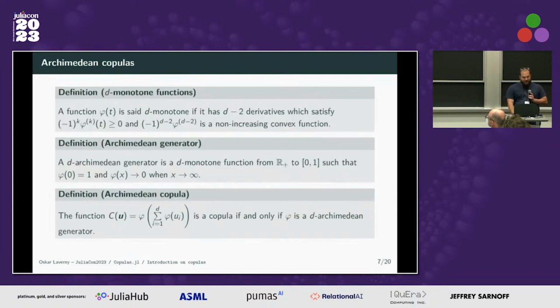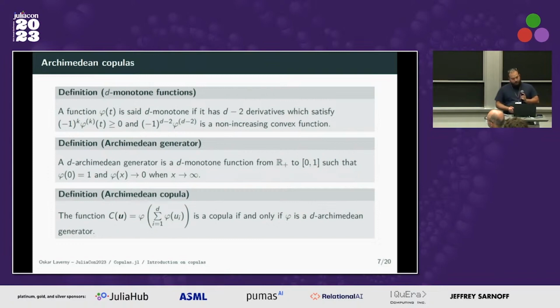Another class of copulas that is central in a lot of stuff that happens in finance, for example, is the class of Archimedean copulas. To define them, I first need to define the property of a function to be d-monotone. We say that a function phi is d-monotone if it has at least d-2 derivatives, and the sign of the derivatives alternate. And the last one is non-increasing and convex, which means that the sign of the d-1 and d derivative also alternate, even if they don't exist.